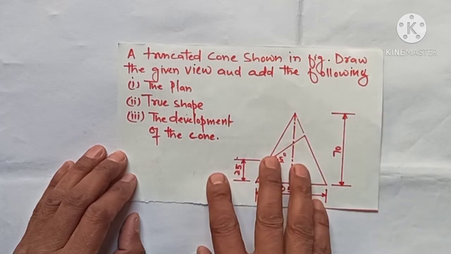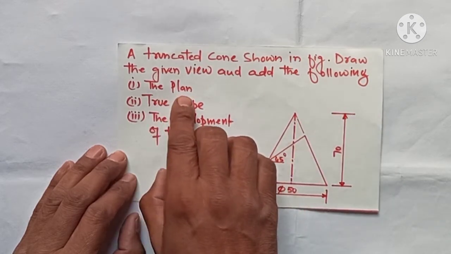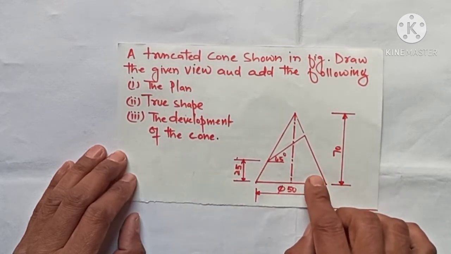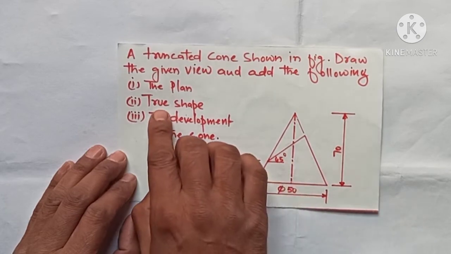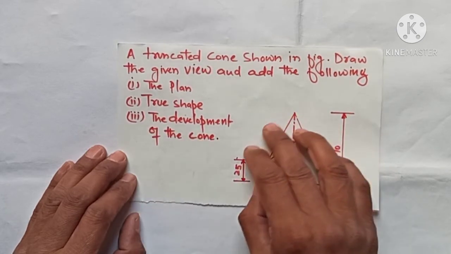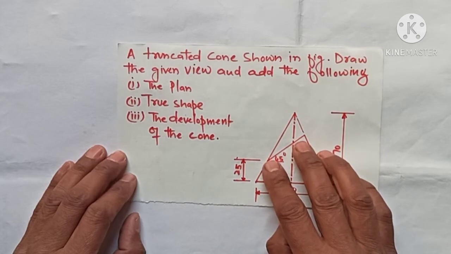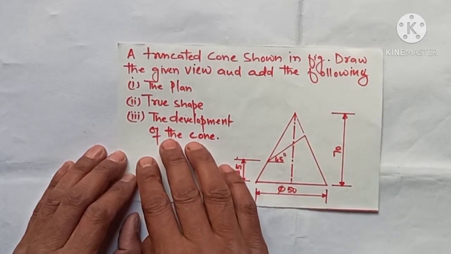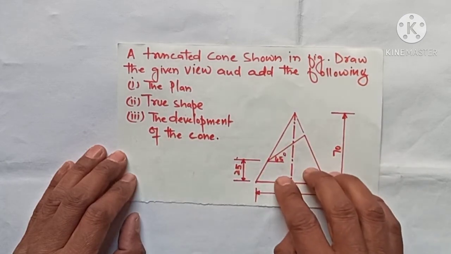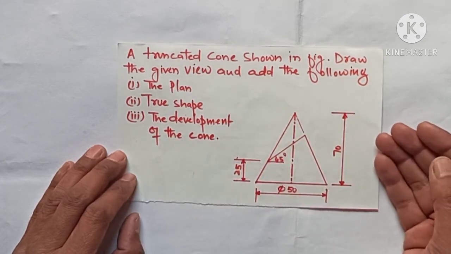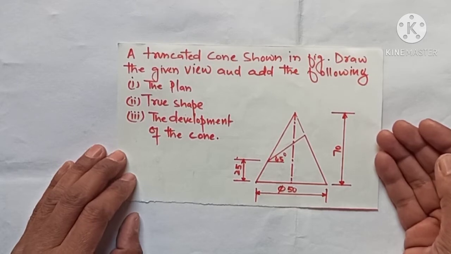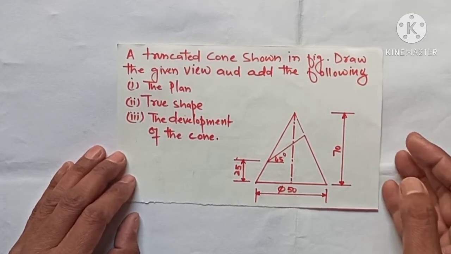So what we have to draw, we have to draw the plan, the top view of this truncated cone, and we have to draw a true shape, that is the truncated part which can be seen true. That is what we have to draw, and then we have to draw the development of that truncated cone. So this is a question, and this is a combination of two. This is a section of solids and development. So let's start doing the question.